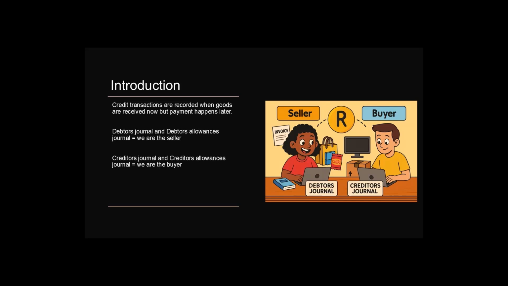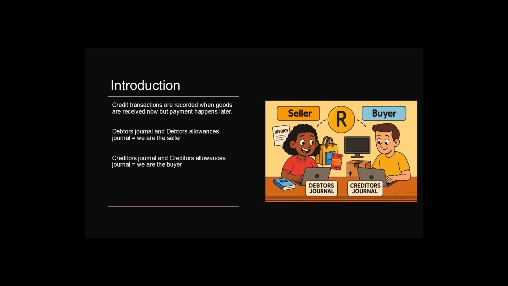Sometimes the tuck shop pays immediately. That's a cash transaction, and we'd record that in the cash payments journal. But when the tuck shop says, "We'll pay you later," that becomes a credit purchase, and it's recorded in our creditors journal. Later, if the tuck shop sends some of the inventory back, maybe it was expired, damaged, or not what was ordered, that's recorded in the creditors allowances journal.